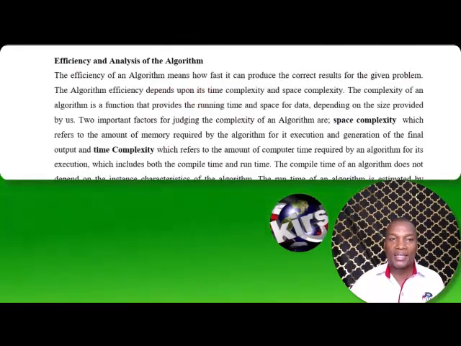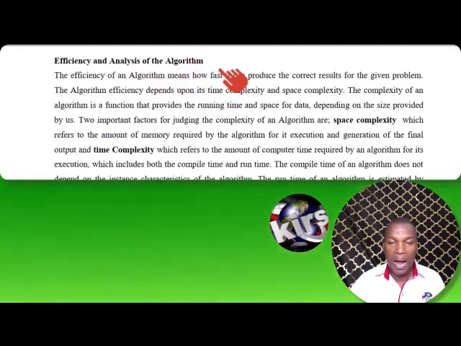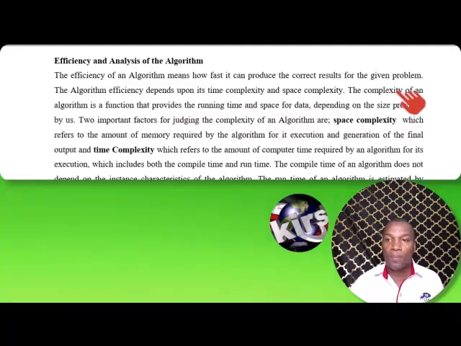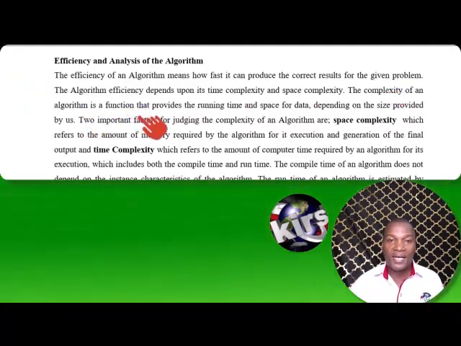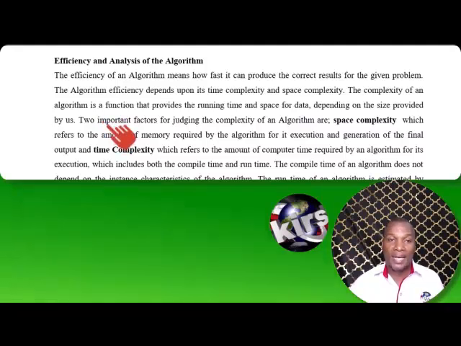Then we briefly look at the efficiency and analysis of the algorithm. How well a computer program will work depends on the quality or the nature of the algorithm which was used to develop the program. And so the efficiency of an algorithm means how fast it can produce the correct results for the given problem. The algorithm efficiency depends upon its time complexity and space complexity. The complexity of an algorithm is a function that provides the running time and the space for data depending on the size provided by us.